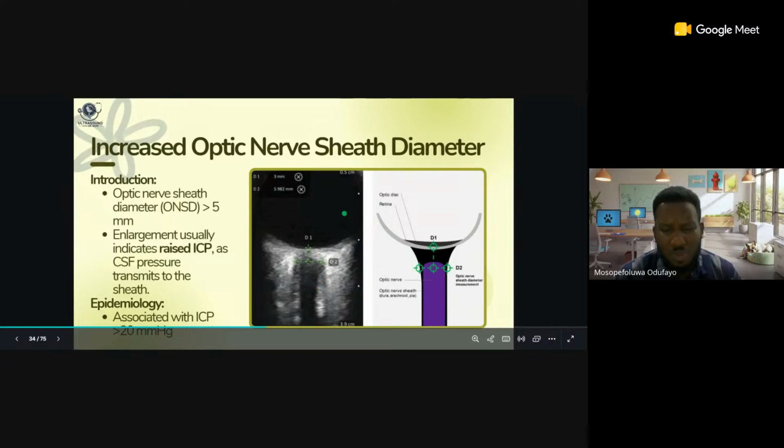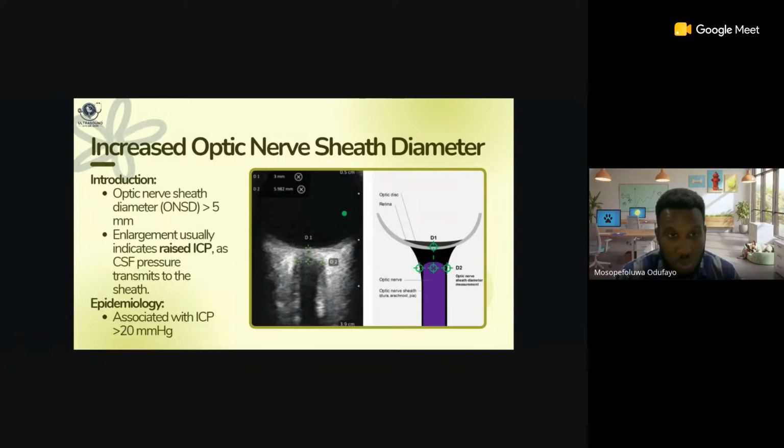Now, the first general thing I want you to know, which can happen for so many reasons, is the optic nerve sheath diameter increase. We've already said that the optic nerve sheath diameter should be between 3 and 5. But then when we have an increase, we have it beyond 5 mm. This enlargement first should make you think of a raised intracranial pressure in the absence of anything. Is that okay? Especially when, and then one thing you need to know is this: when the optic nerve sheath diameter is between 5 and 5.7, it can be borderline.